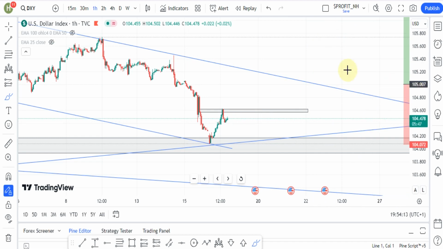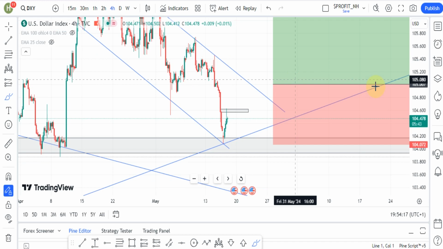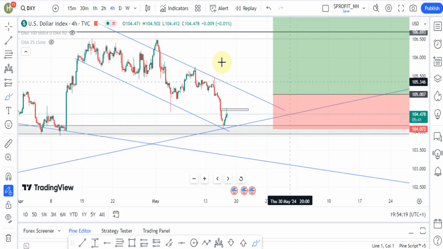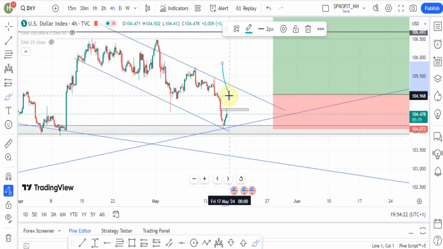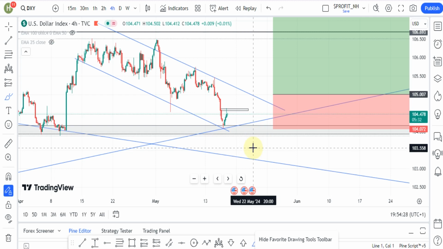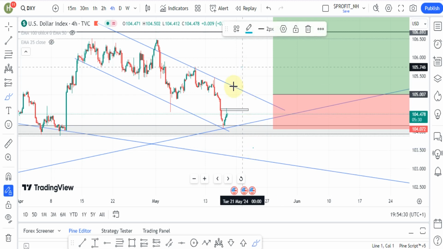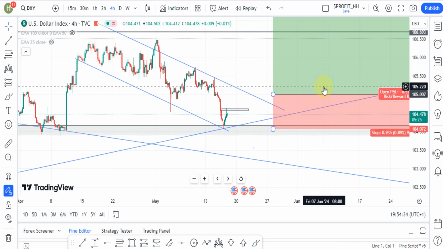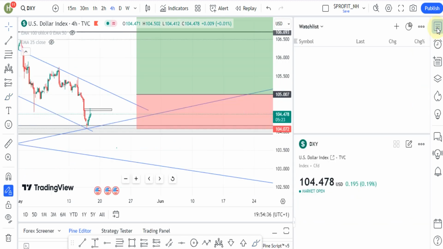So if that is the case in the DXY, then the gold market will be looking for possible sell opportunities, because whenever the DXY is strong, that means the gold market will be selling. So let me go to the gold market and show you what I'm expecting it to be doing in the near future.